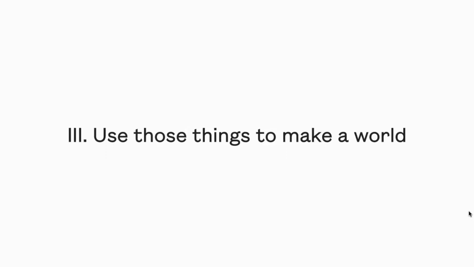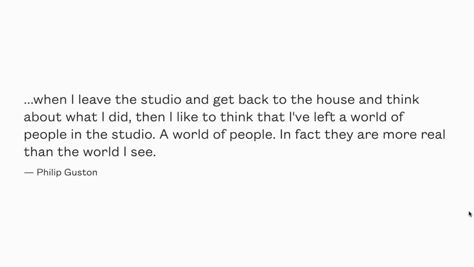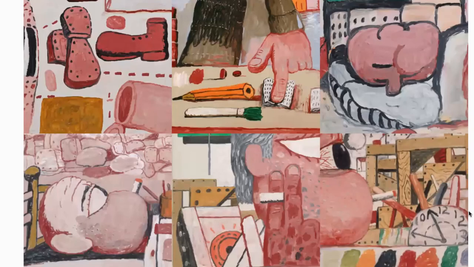Third, use those things to make a world. When I leave the studio and get back to the house and think about what I did, then I like to think I've left a world of people in the studio, a world of people. In fact, they are more real than the world I see. Guston's paintings are filled with the same stuff and painted in the same way because they all refer to the same world. Sometimes this world feels familiar. We might recognize the hand's grip on the cigarette, the bare light bulb, the broken bed, but each of us would paint it differently. This is Guston's world, a distillation of the reality he lived.